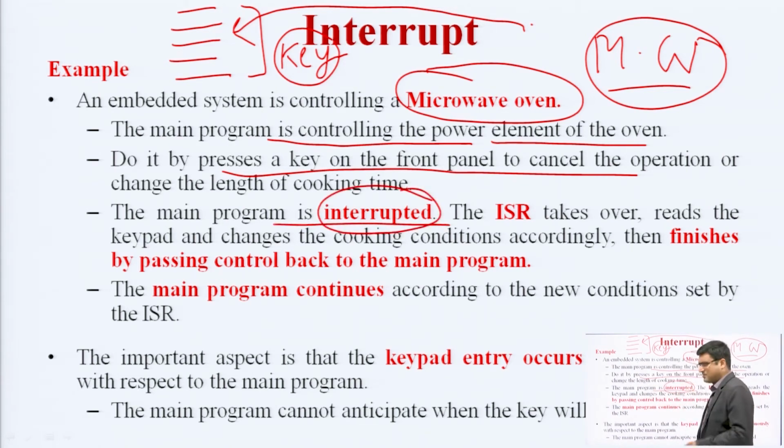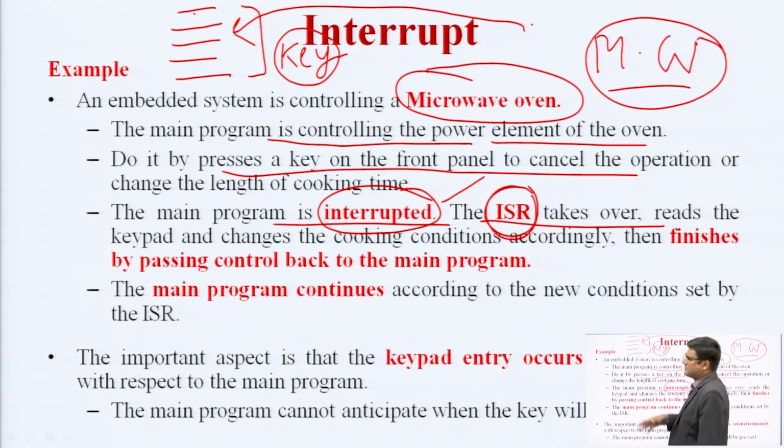If we press a key on the microwave oven, whatever main program we are executing will be interrupted. The main execution will be interrupted. So the ISR takes over. We will discuss in a further slide what the ISR is. ISR means interrupt service routine. Each interrupt has its own interrupt service routine, so the microcontroller finishes its current execution and goes to the ISR of the particular interrupt.